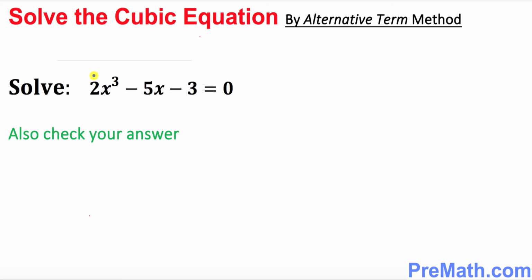Hello again, everyone. In this example, we are going to solve the cubic equation where one of the terms, which is x squared, is missing. So how can we write this cubic equation? We can write it as 2x to the power 3. Since x squared is missing, I'm going to write down 0 times x squared minus 5x minus 3 equal to 0. Now we can easily proceed from this point on.